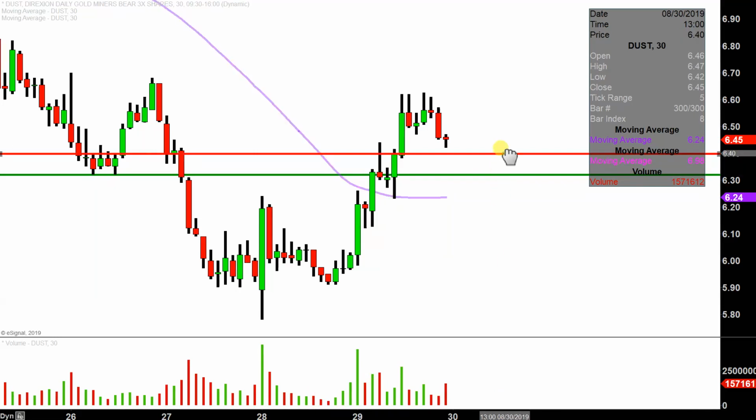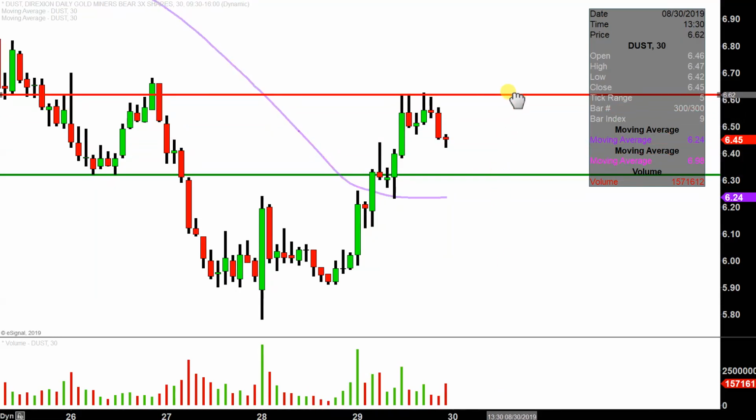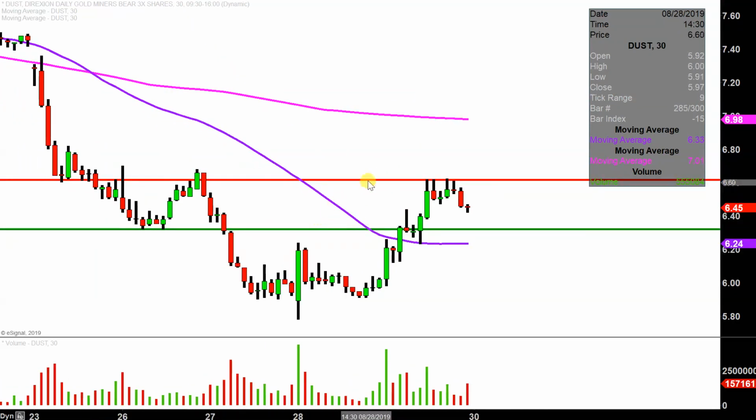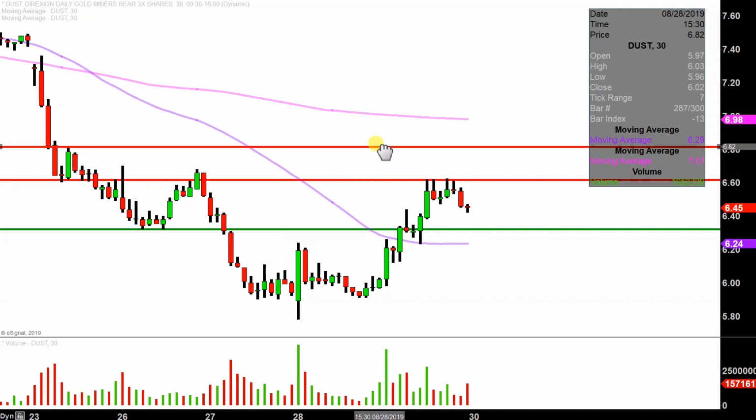Initial level, nothing fancy other than where the party stopped today on several occasions, and that was right up there at basically $6.60. If the price can push up through $6.60, then the next key overarching level of resistance is going to be right up there at give or take around $6.80.